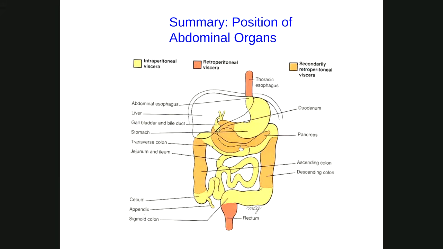The ileocecal valve and cecum are also intraperitoneal, while the ascending colon is secondary retroperitoneal. The transverse colon is intraperitoneal. The descending colon is secondary retroperitoneal. The sigmoid colon is intraperitoneal. The rectum is retroperitoneal. So the only two parts which are retroperitoneal from the GIT system are the esophagus and the rectum. Those are not covered by peritoneum.